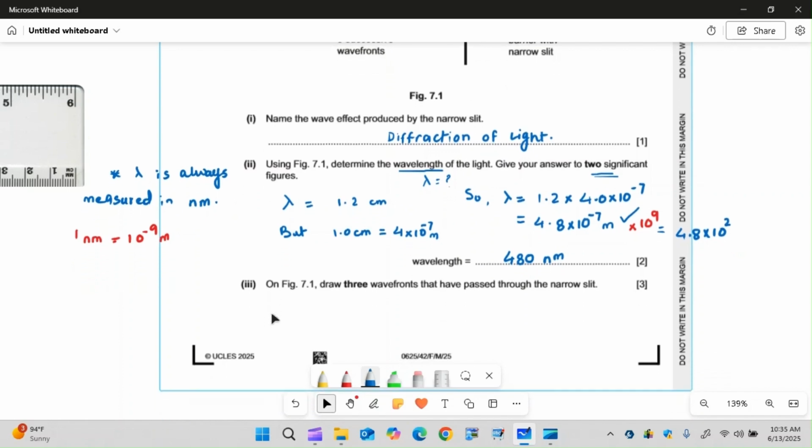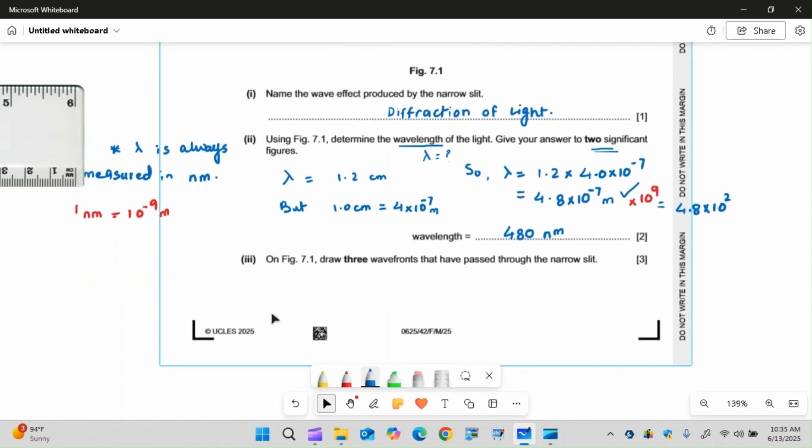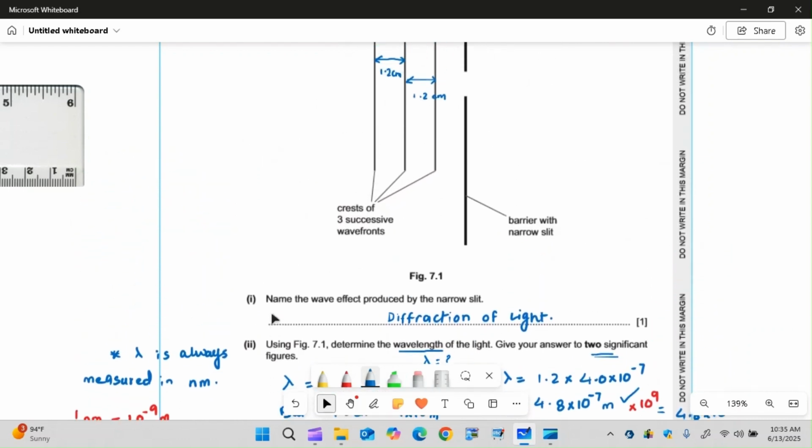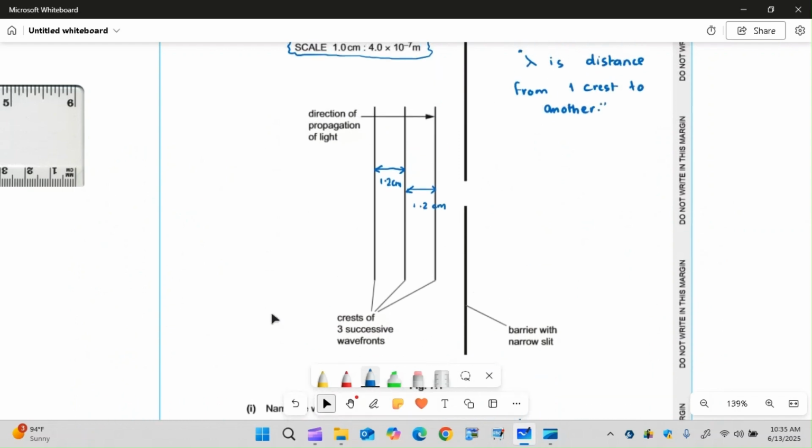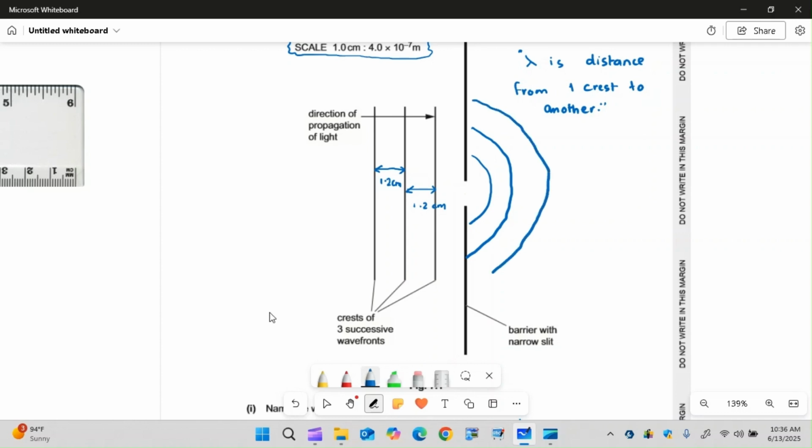On the figure 7.1, draw three wavefronts that have passed through the narrow slit. When these rays pass through the narrow slit, diffraction process says that these rays will bend. So bending of rays will cause like this. This is one wavefront and almost same wavelength on the other side. This is second, and this could be the third.